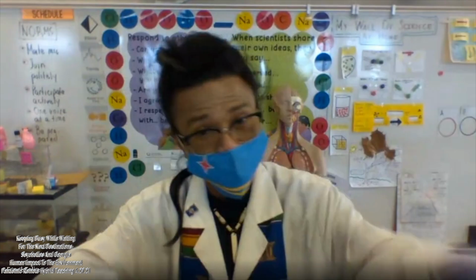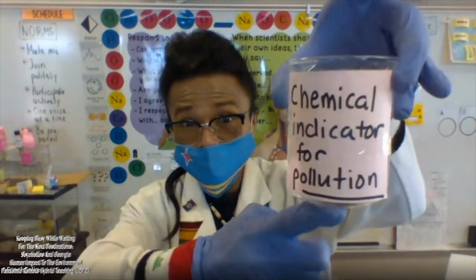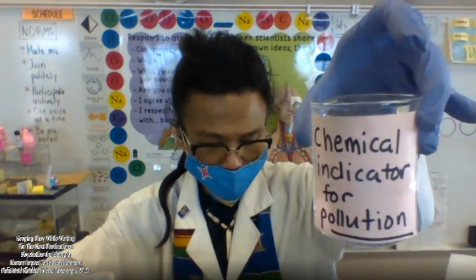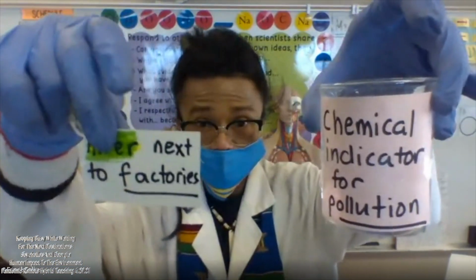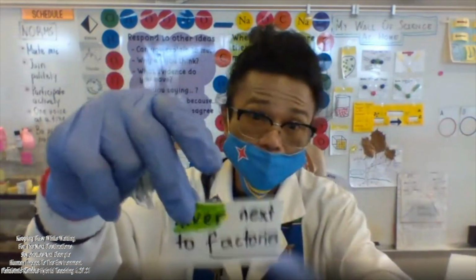The fizzing and the bubbling is a chemical reaction that indicates that the soil from the river next to our factories is polluted. In other words, not clean. I cannot tell you if it is dangerous for fish. Maybe. Once again, this is a simulation. Factories may dump their waste directly into the river, causing the river to be polluted.